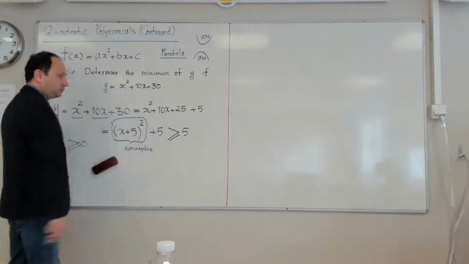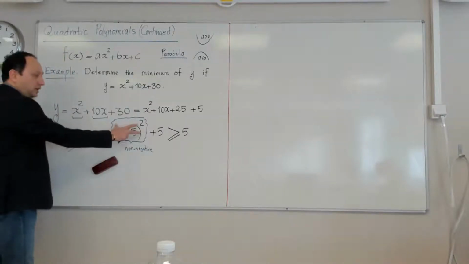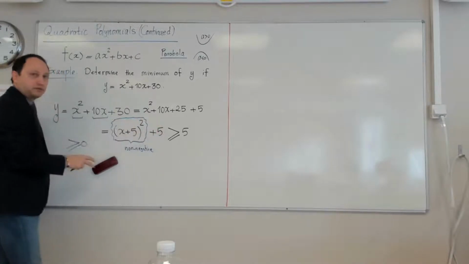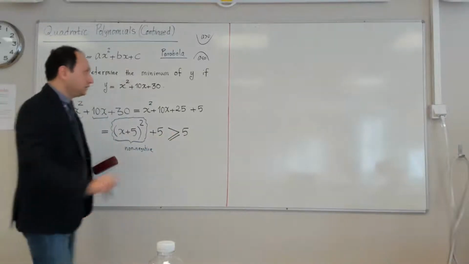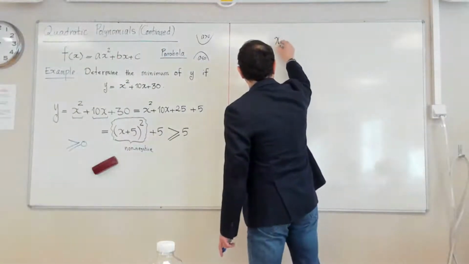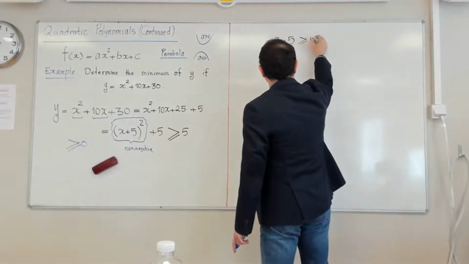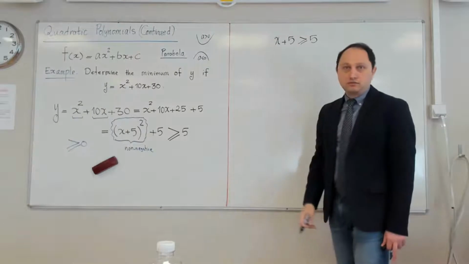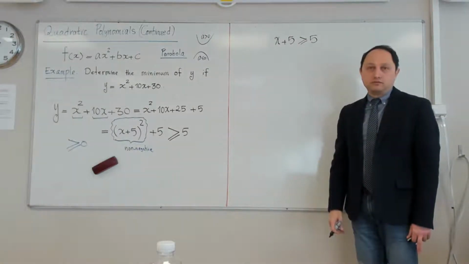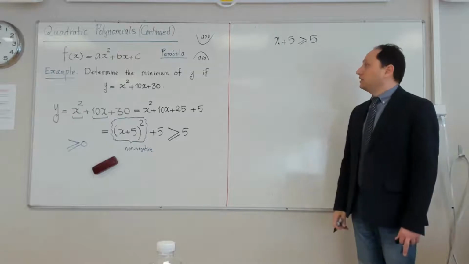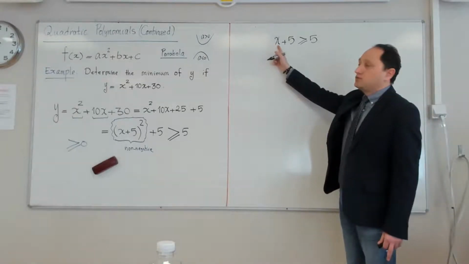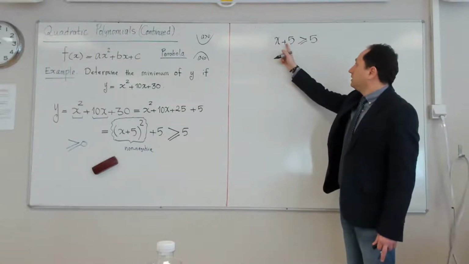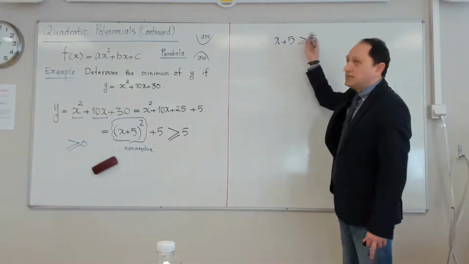Is that understandable for everyone? This is a non-negative number. I am adding it to 5. So definitely this expression is greater than or equal to 5. Be careful. Can I say that x plus 5 is greater than or equal to 5? Is this guaranteed? Why is it not guaranteed? Because x can be any number that's negative. Exactly. For example, if I choose x equal to -1, then this is not greater than. So this is not guaranteed.